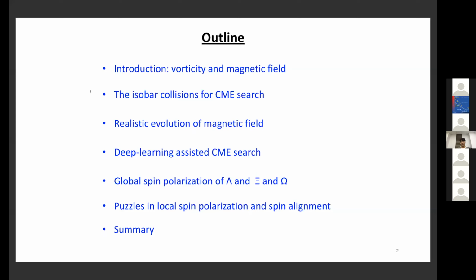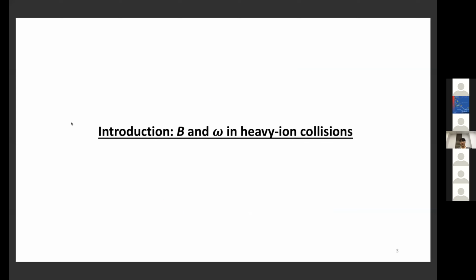Then I will turn to a new subject, that is the deep learning assisted CME search. After that, I will go into the subject of spin polarization of hyperons and the spin alignment of vector mesons. And finally, I will summarize. So let's begin with the B field and vorticity in heavy-ion collisions.